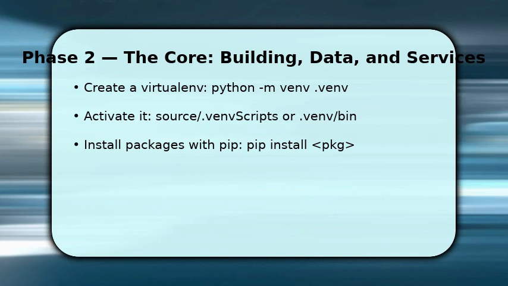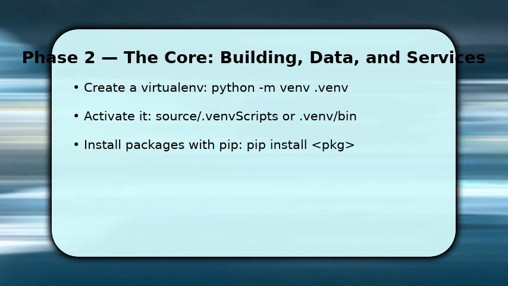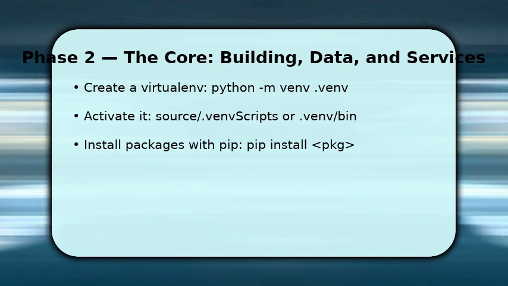Now use the VS Code command palette to select the Python interpreter from the venv. This links IntelliSense, linting, and the debugger to your environment. Once selected, verify by running python --version in the integrated terminal.